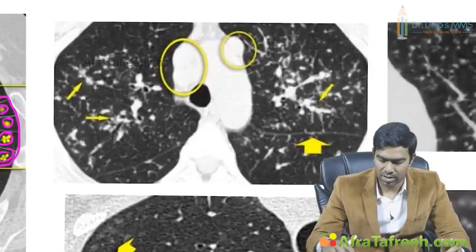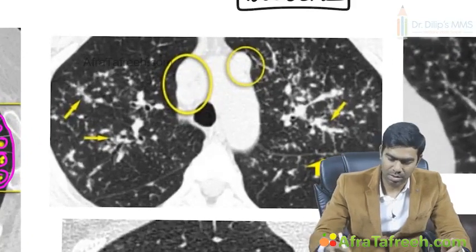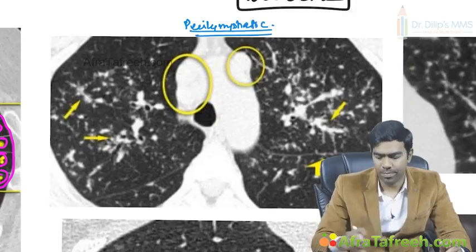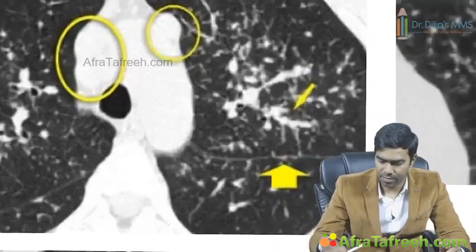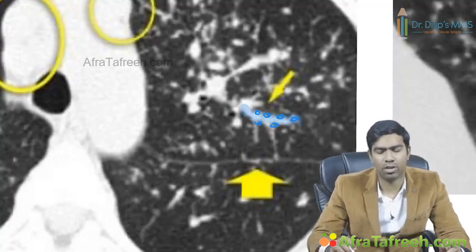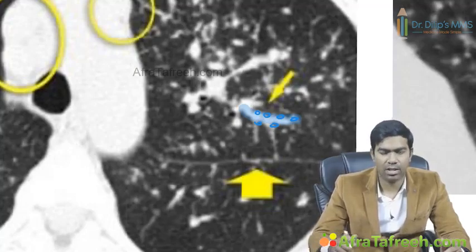So what is this? This is a characteristic example of a perilymphatic nodular distribution. You can see very characteristically the nodules are located in the perilymphatic zone. This is the septum, and around that you are getting the nodules. So these are typical perilymphatic nodules.